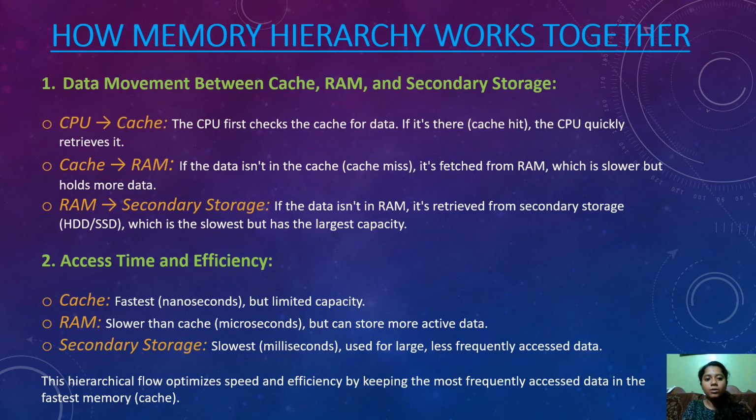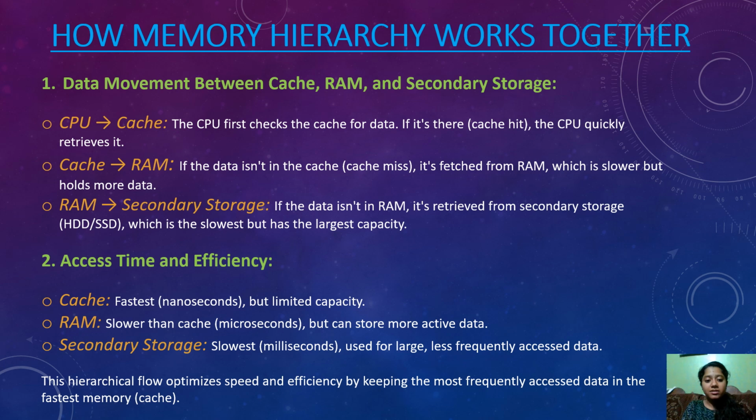So here is how memory hierarchy works together: data movement between cache, RAM, and secondary storage. CPU to cache: the CPU first checks the cache for data. If it's there, the CPU quickly retrieves it. From cache to RAM: if the data is not in the cache, it's fetched from RAM, which is slower but holds more data. Then from RAM to secondary storage: if the data isn't in RAM, it is retrieved from secondary storage, which is the slowest but has the largest capacity.